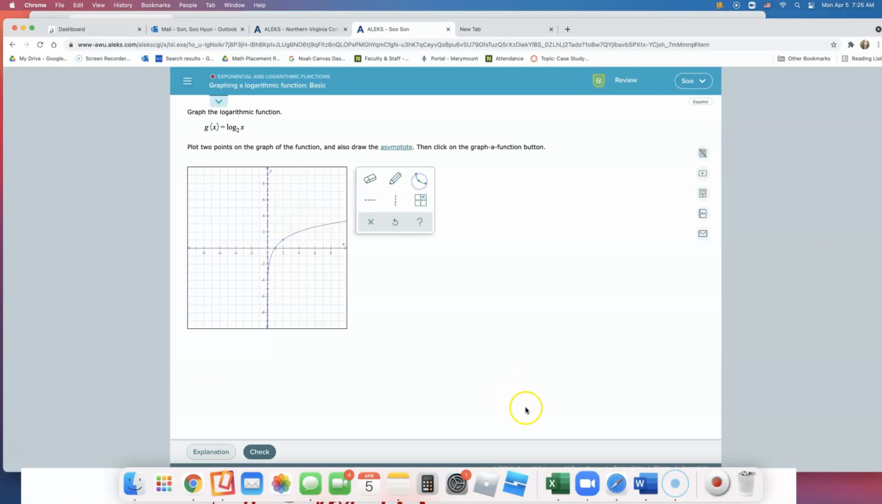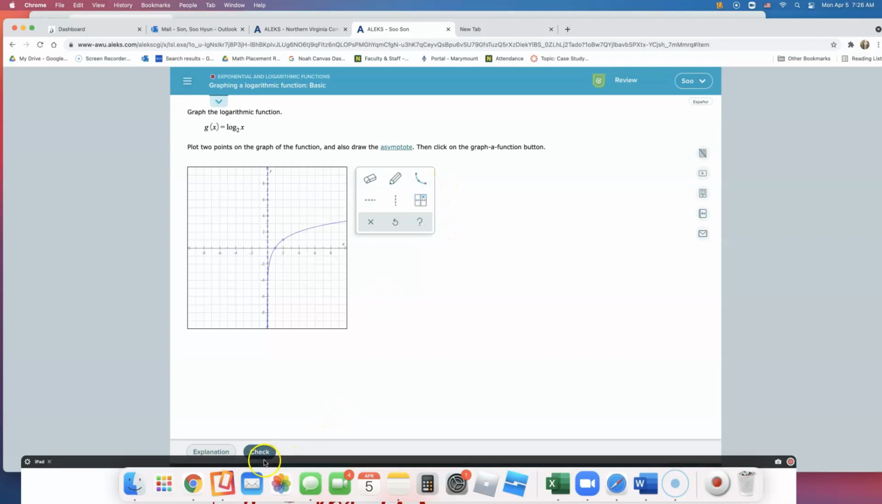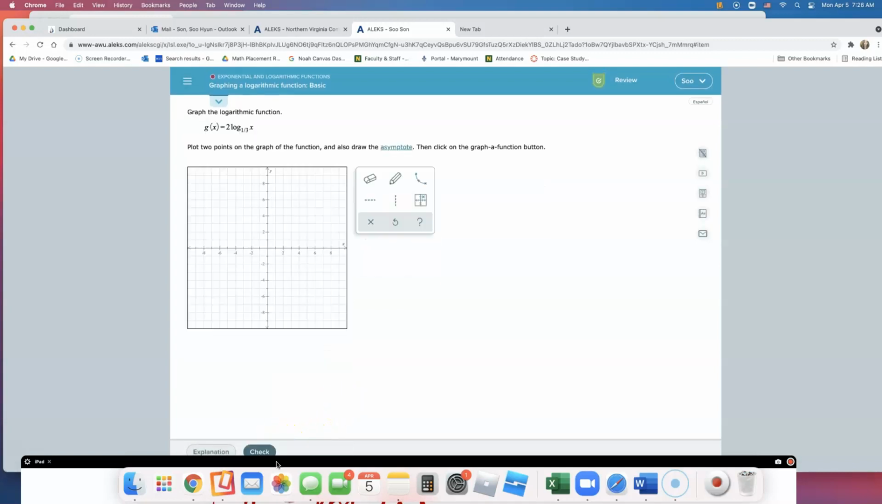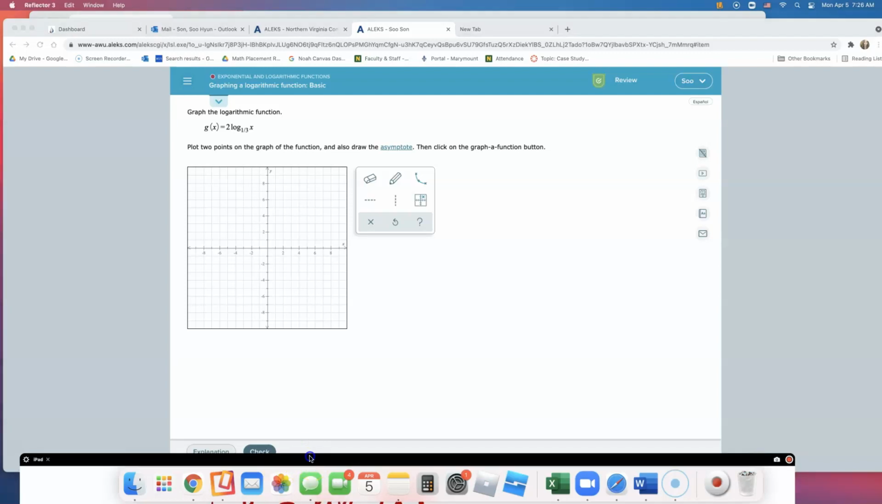That's enough. If I click on the graphing function and click on check, yay, I got it right. Let me do one more with you. So next one. Oh, what's this? It's an ugly looking function.